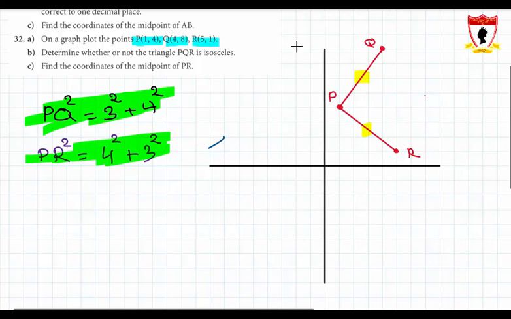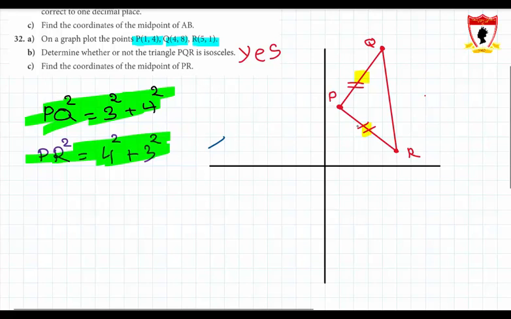And since the question didn't want the length of side PQ and side PR, we didn't spend time to calculate these and find square roots of them. No, but we see that they are exactly the same. Determine whether or not, so it is yes, it's isosceles, because we know PQ, this side, is the same length as this side, PR.